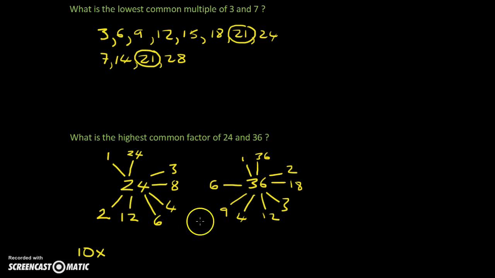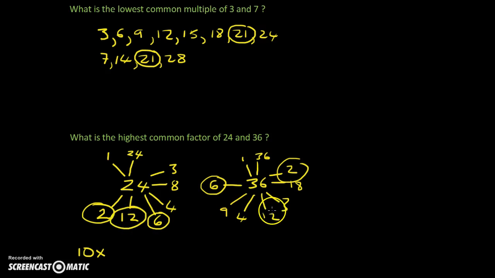So let's look for the highest common factor. So what do we got? We've got 2 in common. So that's a common factor. Is it the highest common factor? Well, no, 6 is a common factor. That's a bit higher. I don't think that's the highest one though, is it? No. 12. 12 is our highest common factor. There's no other numbers that are higher than that. So 12 is our highest common factor.